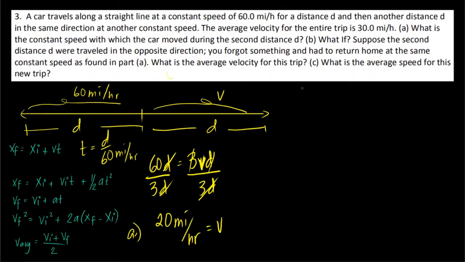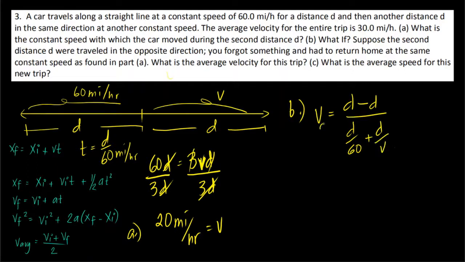And for letter B, or part B of your problem, what if, suppose, the second distance d were traveled in the opposite direction? So our part B is: what is the average velocity for this trip? If we apply what we did earlier in answering letter A, our velocity is going to be d plus d, but since it is in the opposite direction, instead of a positive, you get a negative d. And then, our time will still be d over 60 plus d over v.